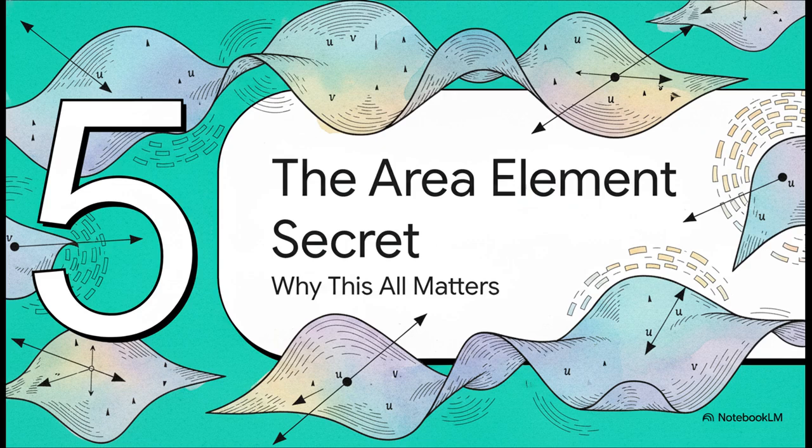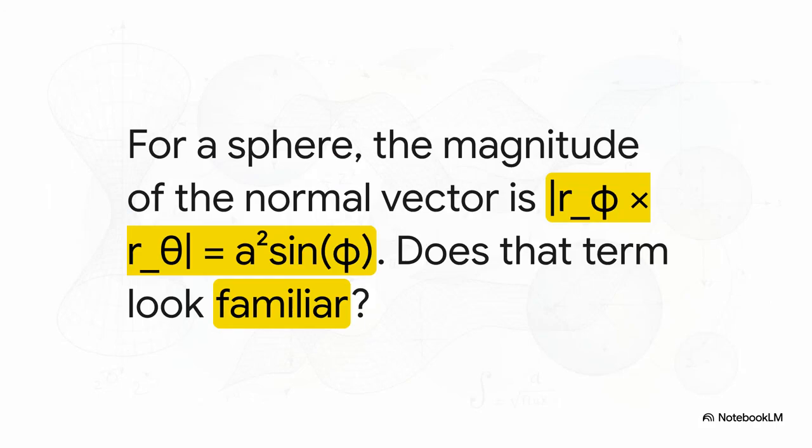So, okay, we can describe surfaces and we can find normal vectors. But what's the big picture here? Why did we just spend all this time calculating tangent vectors and their cross product? Well, there's a deeper secret hiding here, and it has everything to do with area. Let's just take a quick peek at a result for a sphere, which uses parameters phi and theta instead of u and v. If you go through this whole process for a sphere and calculate the magnitude of the normal vector, you end up with this term, a squared times sine of phi. Now, for those of you who've already battled through integration in spherical coordinates, does that term look a little familiar?